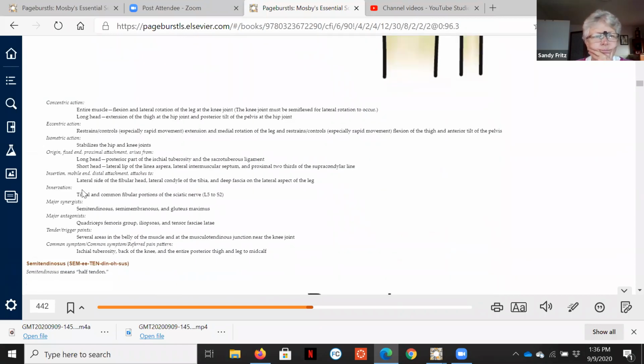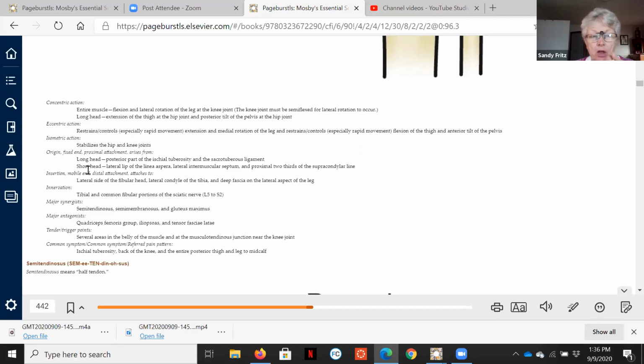So for the long head, it sticks on at the ischial tuberosity and the sacrotuberous ligament. So it's definitely on the pelvis here. Origin, fixed, and proximal attachment. Remember, we have all of these. I like proximal attachment, but you'll see origin. And then it inserts, both of them.